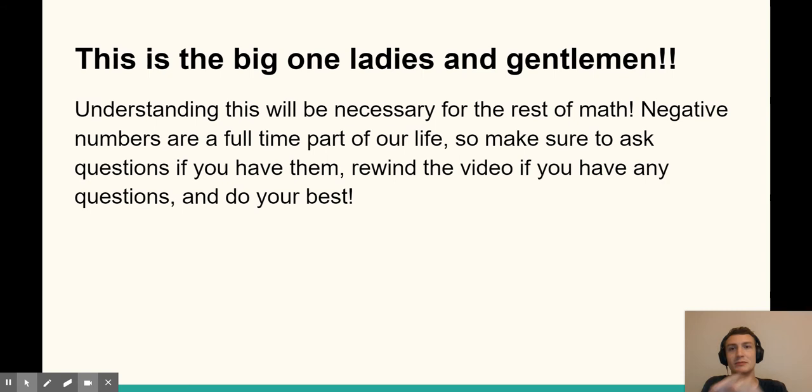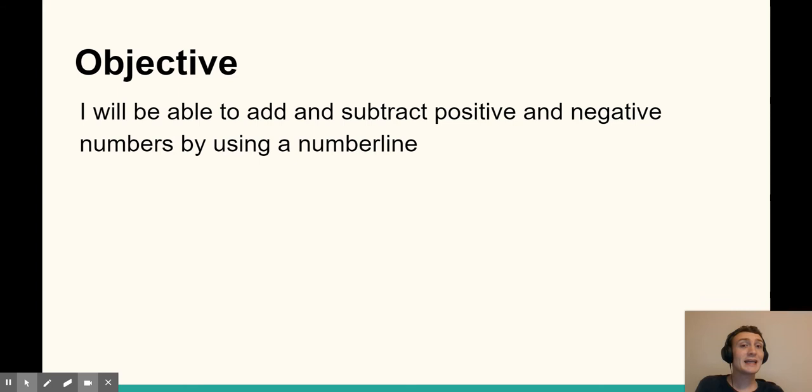Let's get to it. So our objective today is I will be able to add and subtract positive and negative numbers by using a number line. So we're not doing any multiplication or division. We're just sticking with adding and subtracting, but we're using positive and negative numbers.